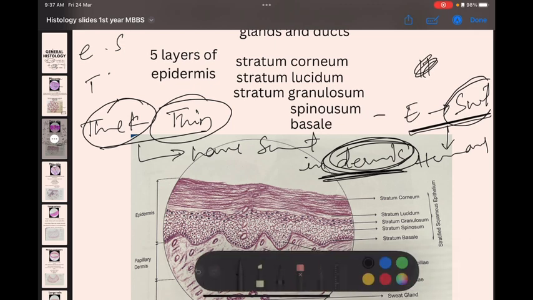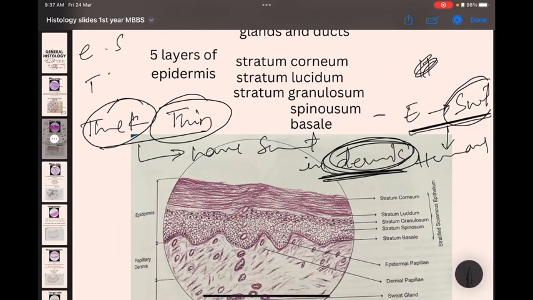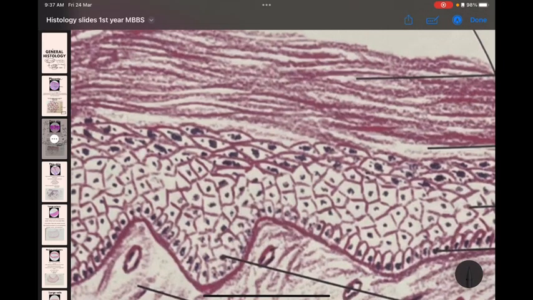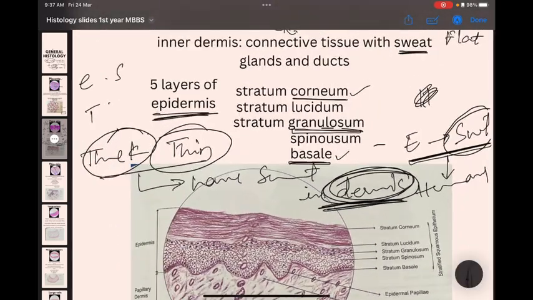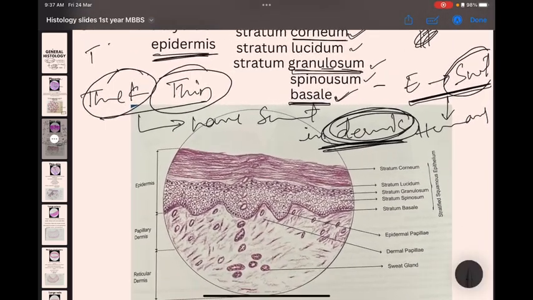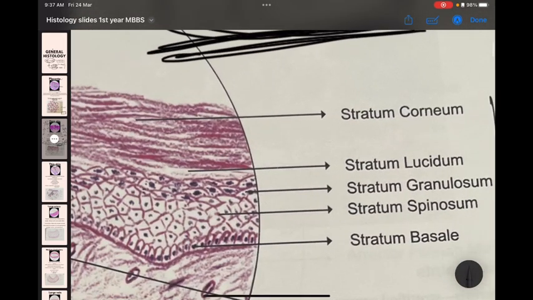Then coming to the epidermis, we have five layers. The outermost layer is corneum. Corneum means keratin layer. The last layer is the base or basal layer. The middle layer is granulosum, which contains granules. First remember the three: outer, inner, and then middle. The outermost is corneum.